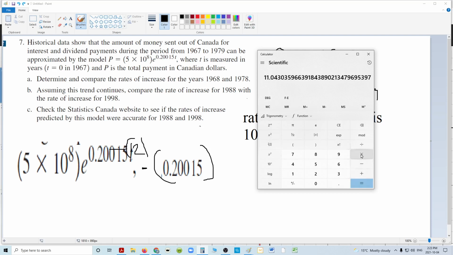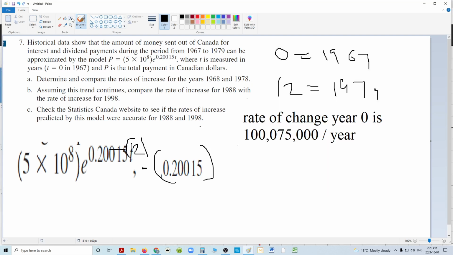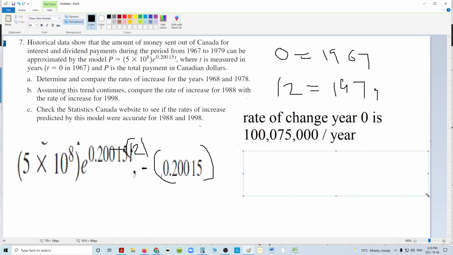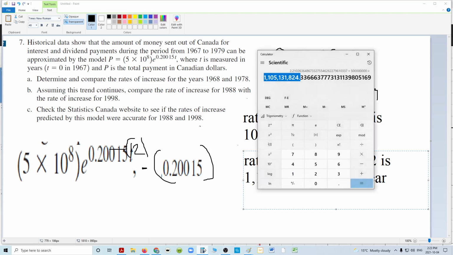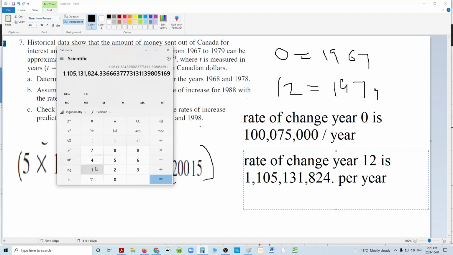Then I'm going to multiply that by 0.20015. And I'm going to multiply that by that. And I'm going to get this, 1.1 billion. Rate of change, and I'm going to check that twice, is that per year. And then if you look at the two, you have to take a ratio of them. So you have to take this, that's why this question is confusing, and divide it by the first one.